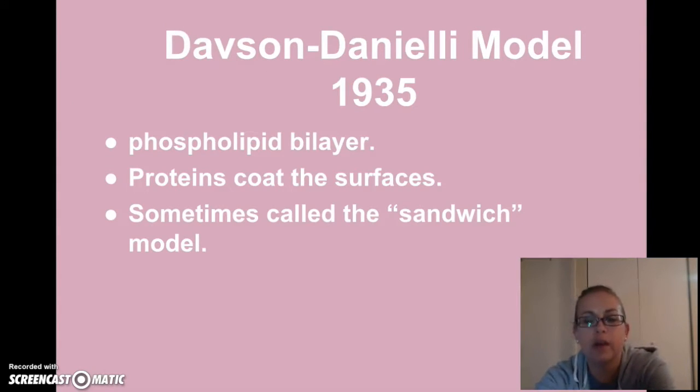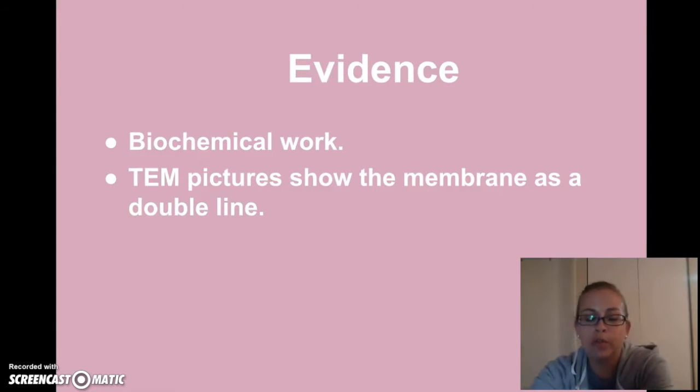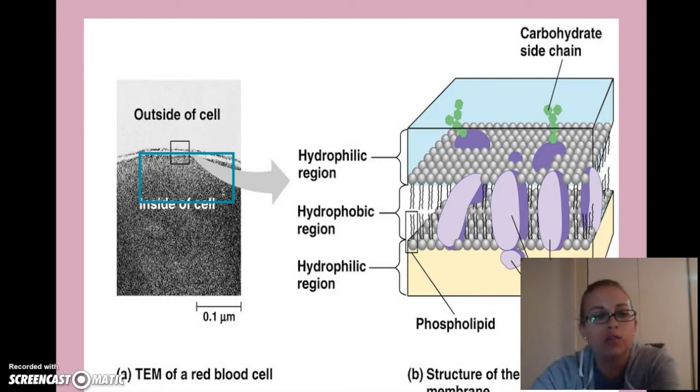What's different is where the proteins are located in these two models. So the Davson-Danielli model is from 1935. Again, phospholipid bilayer is there. However, this model had the proteins essentially coating the surfaces of the cell. And so this was called the sandwich model, with that phospholipid bilayer sandwiched in between the proteins. So evidence from this model came from some biochemical work, but you also had some transmission electron microscope pictures that showed the membrane as a double line, and so it was thought that that double line was from the protein coat sitting on top of and below that phospholipid bilayer.